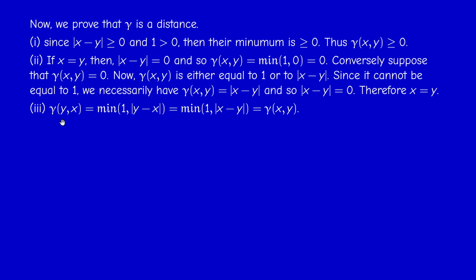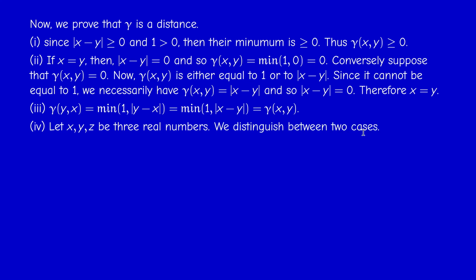Symmetry is also trivial. So gamma of y and x is the minimum. So I go back to the definition, but y minus x in absolute value is the same as x minus y in absolute value, so symmetry is trivial. Now, the triangle inequality is a little bit less trivial.